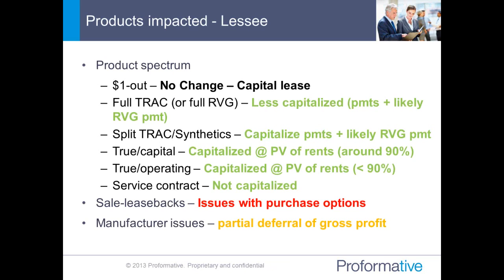Yeah, I think this is self-explanatory. The things that I have listed in green are good news. When you look at products, the track leases, split track leases, synthetic leases, true leases, the capital and operating leases, they will be capitalized at less than the value of the asset, so there still will be an accounting advantage. Sale leasebacks, there is an issue. Any sale leaseback with a purchase option will not be considered a sale. And manufacturer issues, although I don't see many, I haven't heard many manufacturers having a major issue, but there will be some deferral of profits.